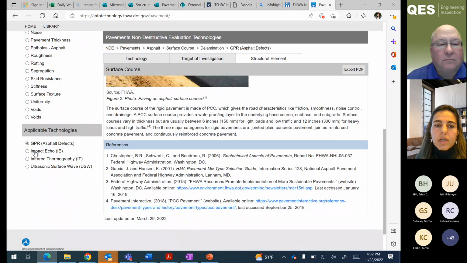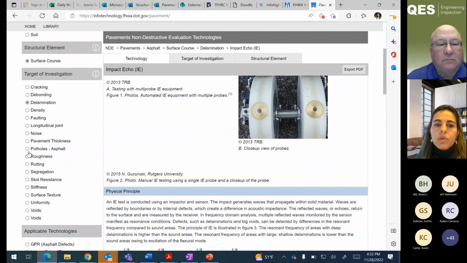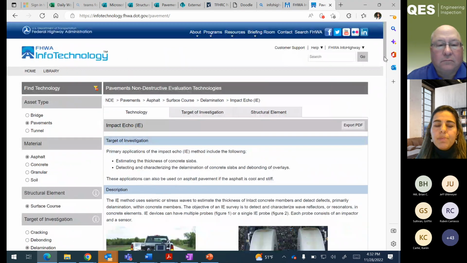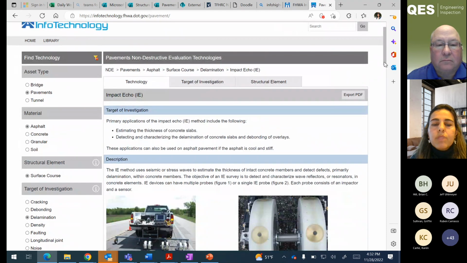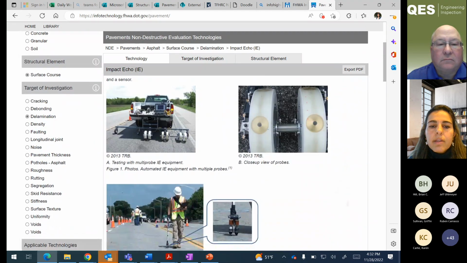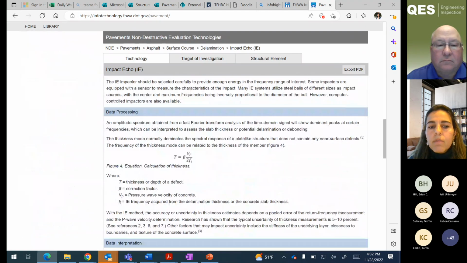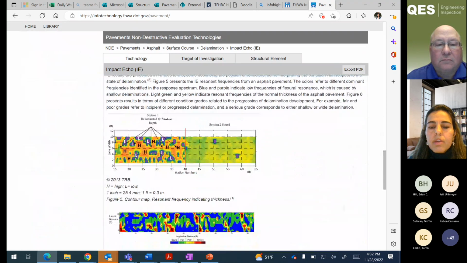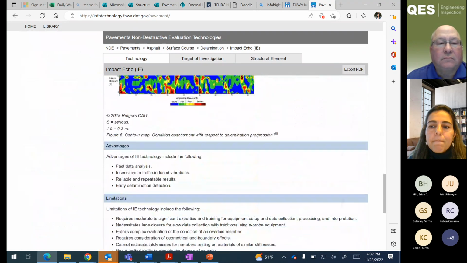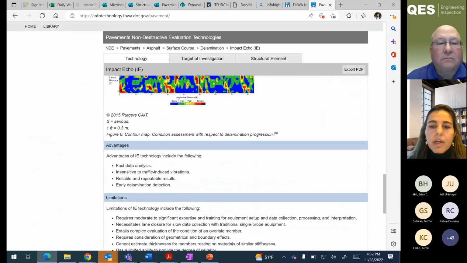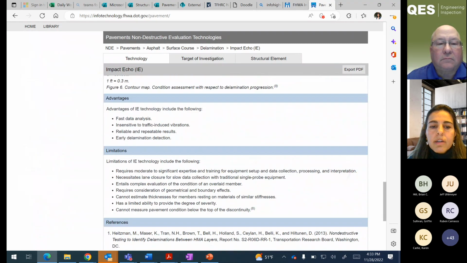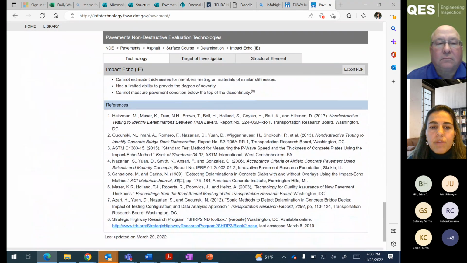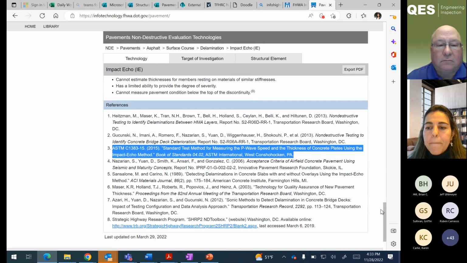You can select another technology like impact echo, and similar to GPR, it starts from the target of investigation, the description of the method, and so on. So again, in very simple words that you can follow, like what is the physical principle behind the method, how to acquire the data, and a few references here. And if there are any standards, we try to list them here and in the references.